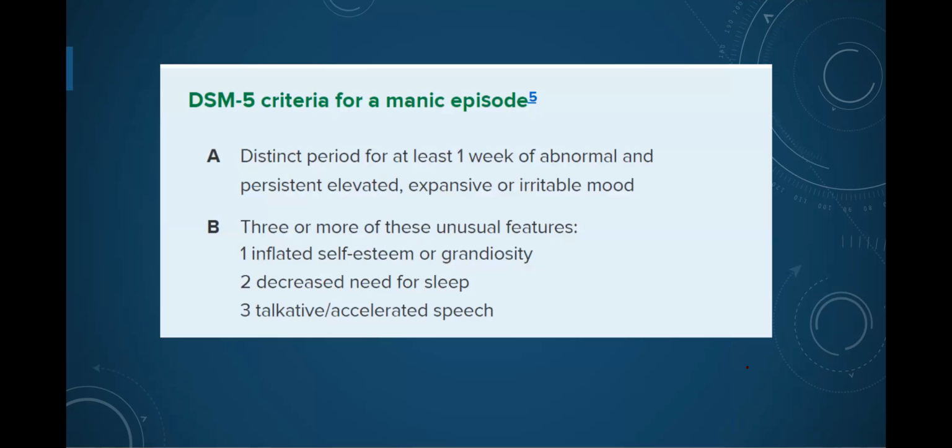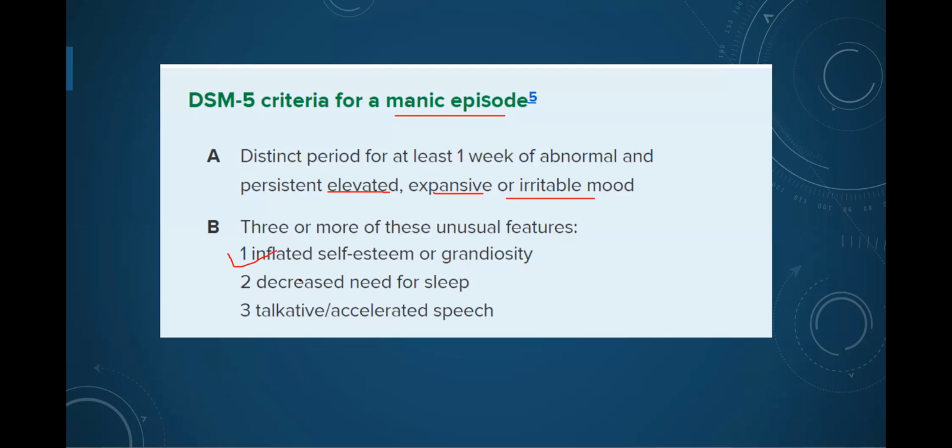The main component of bipolar disorder is mania. So what are the criteria mania should follow? If you want to diagnose a patient with mania, the patient should have at least 1 week of abnormal behavior. First behavior is abnormally elevated mood. So elevated, expansive, irritable mood, and then three or more of the other features.